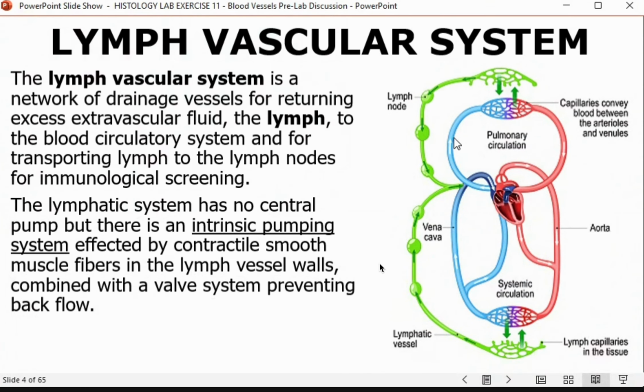Your lymph vascular system is a network of drainage vessels for returning excess extravascular fluid, and it circulates lymph. The reason I am re-emphasizing this is because many students in Anatomy and Physiology, as their teachers have told me, don't know that lymph and blood are separate. Okay? So lymph is very different from your blood. And I'll discuss more on how that separates later.